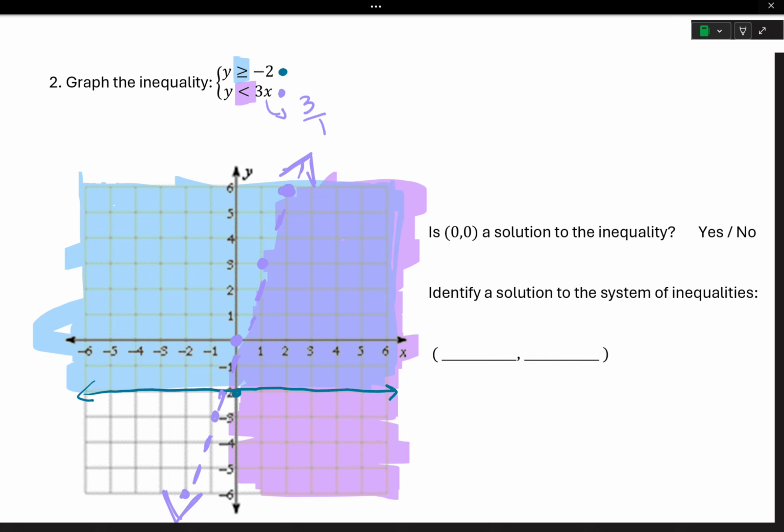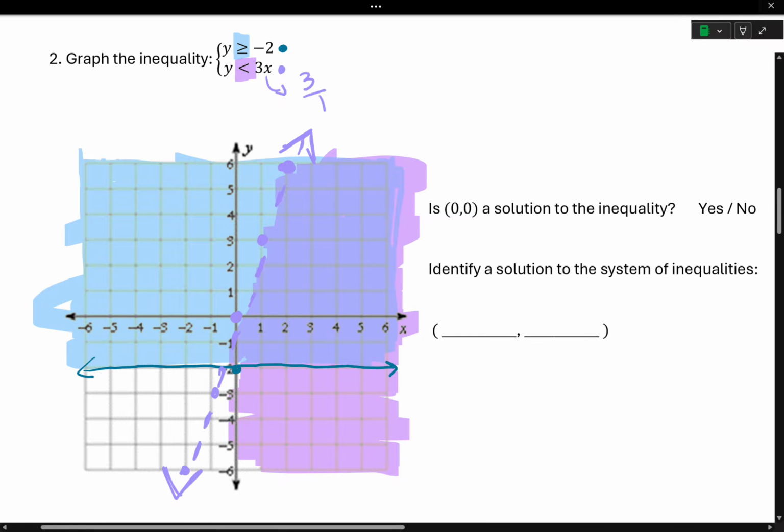Let me trace that in green so you see what I mean. No, actually, let me trace it in pink. You can barely see that. There. This part of our inequality from y is greater than or equal to negative 2 can be part of our solution. If it's on the dashed line, it can't be.